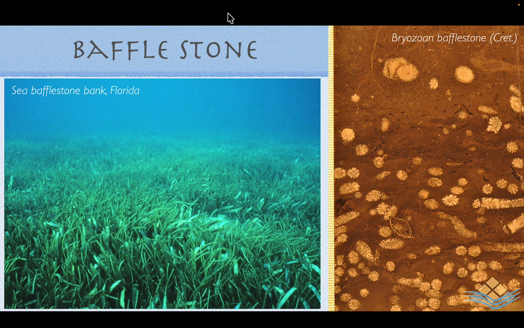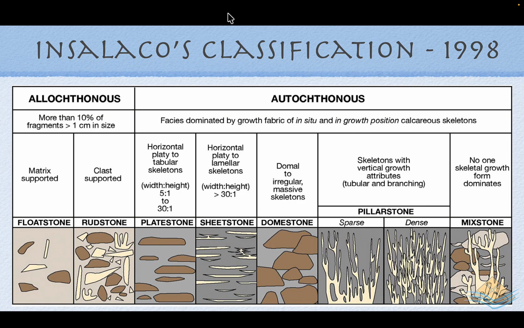We have other classifications we can use to focus in on the nature of boundstones. Here's Insalaco's classification of boundstones. He still uses Embry and Klovan's terms for allochthonous sediment, floatstone and rudstone. Then he divides framestone associations on the nature of the in situ shapes of the various calcareous skeletons. So we can have platestones, where we have horizontal platy to tabular skeletons with height ratios between 5:1 and 30:1.